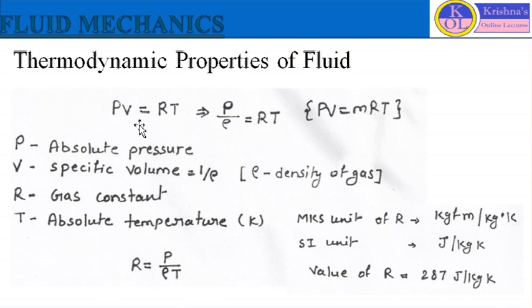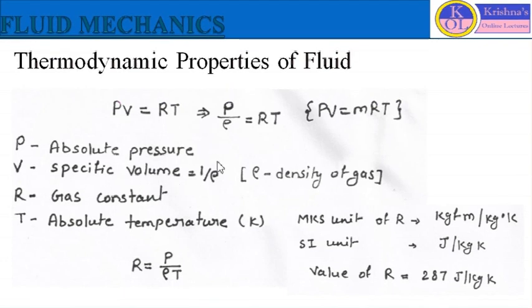Here, this is the equation PV equal to RT, or it can be PV equal to MRT. Here, the M value we are considering as unit. So we can define this equation like this: P by rho equals RT, because M by V is the density. Here P is the absolute pressure, V is the specific volume, and the specific volume is the reciprocal of density, R is the gas constant, and T is the absolute temperature in Kelvin.